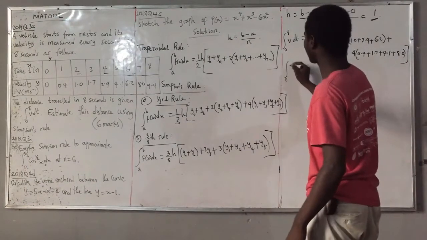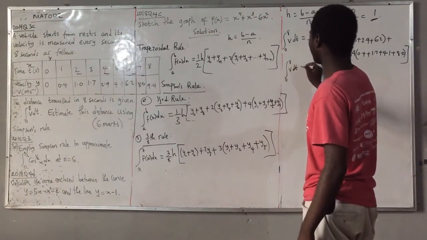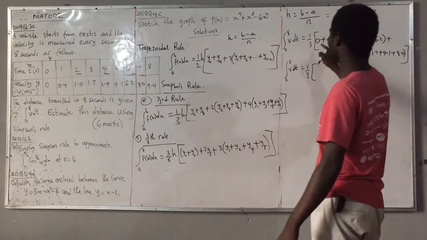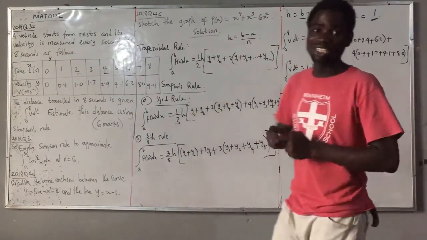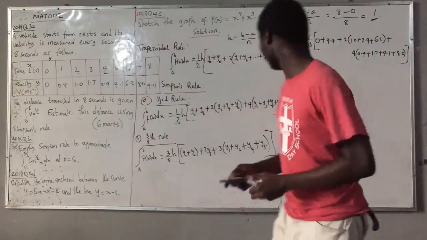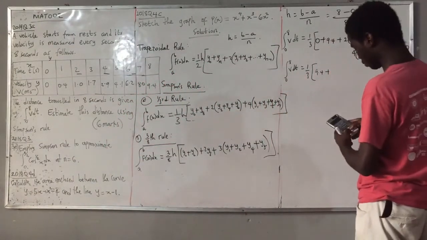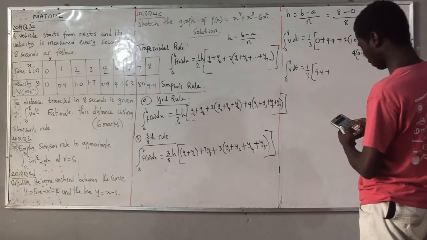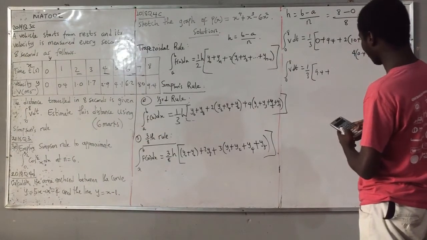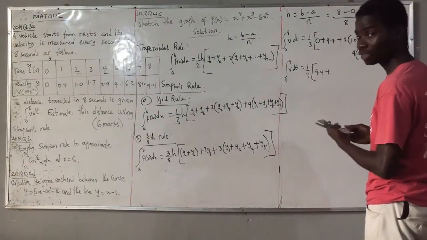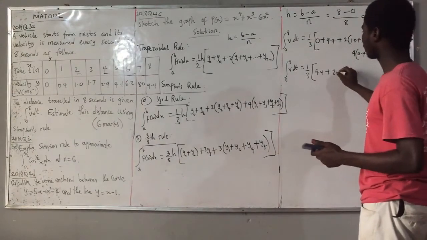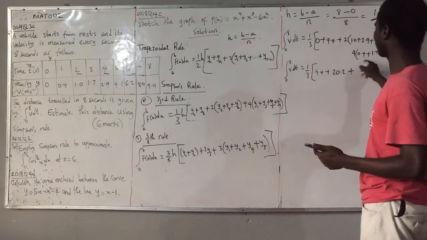So integral from 0 to 8 of v dt is 1 over 3. Open the bracket. 0 plus 9.4 is 9.4 plus all these ones. You actually need a calculator to solve all these. So this one would have been 1 plus 2.9 plus 6.2 times 2. You use a calculator to solve this one. So this is 20.2. That is what I got. 20.2 plus then all these ones.